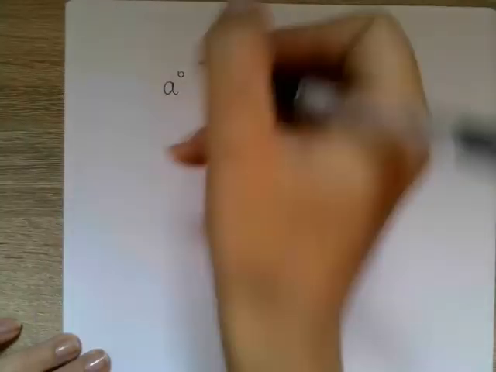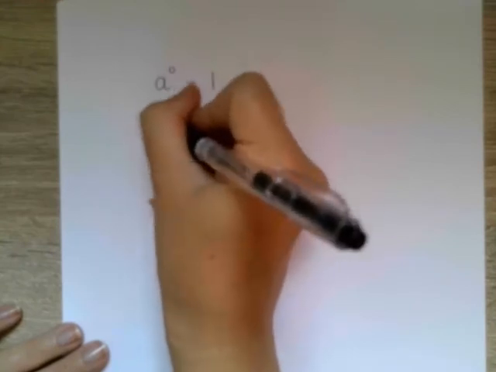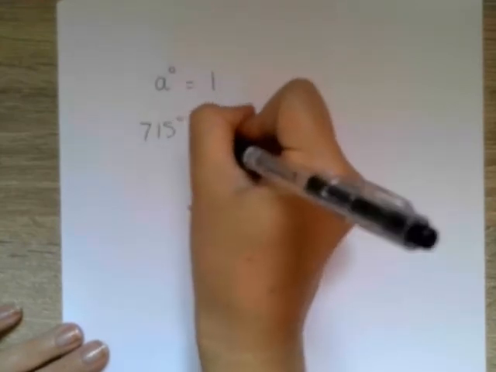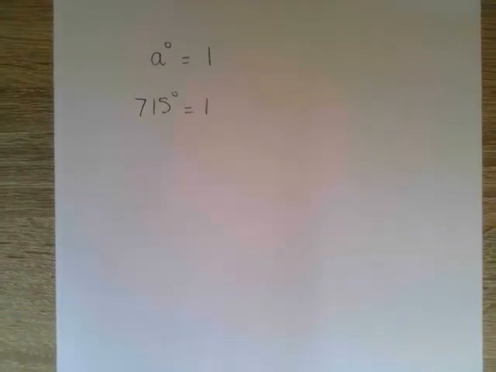Moving on to more complicated rules. The first one is one that I mentioned a little bit earlier, in that anything to the power of 0 is 1. So for example, if you've got a to the power of 0, it's going to be 1. Anything to the power of 0 is 1. Even if it was 715 to the power of 0, that would still be 1.